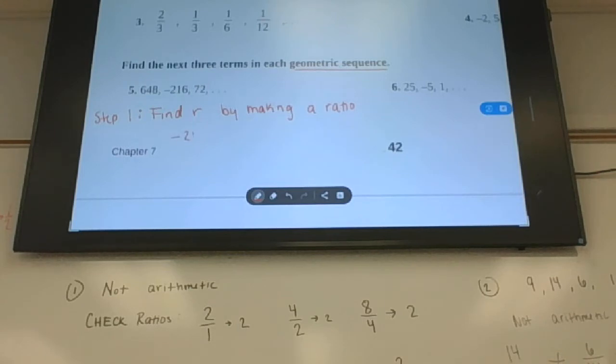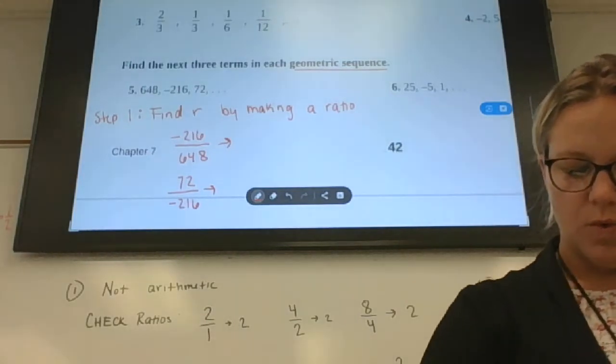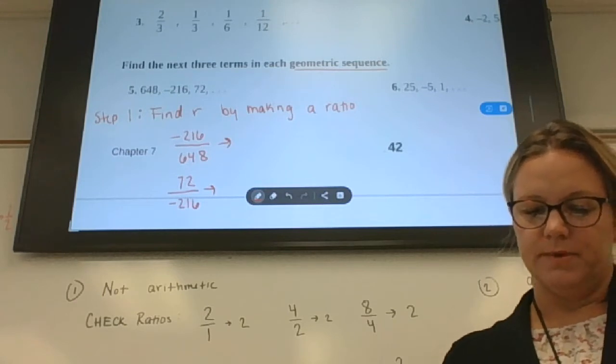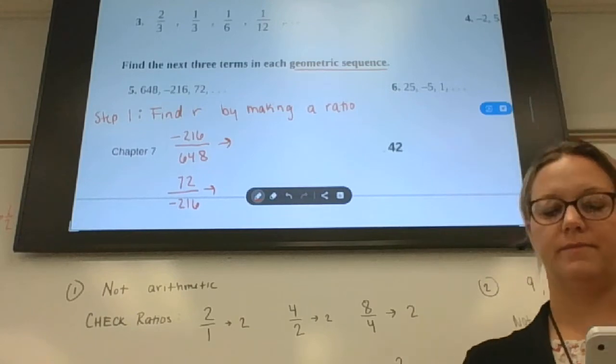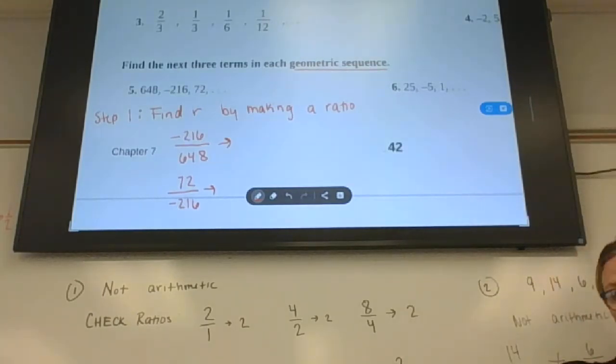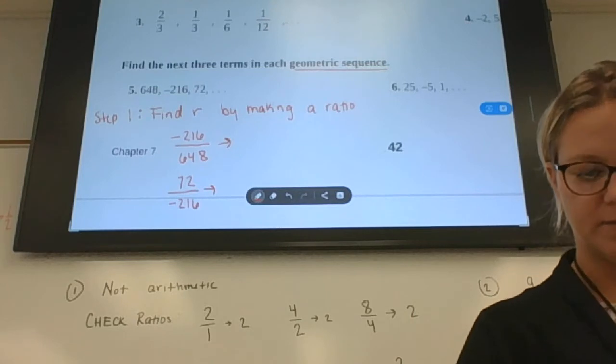So I'm going to do negative 216 over 648, or I could do 72 over negative 216. You have my full permission to use the fraction button in your calculator. Or what we're going to do is just divide the top and bottom and reduce. Like 216 and 648 might both divide by what? They're both even, so you can always start with 2. I think they might both divide by 4. 648 does divide by 4.